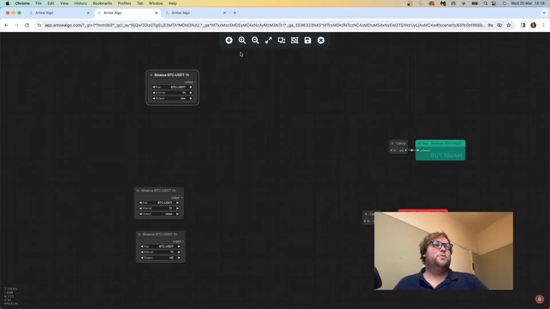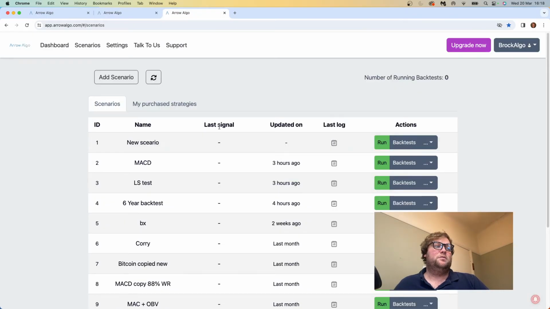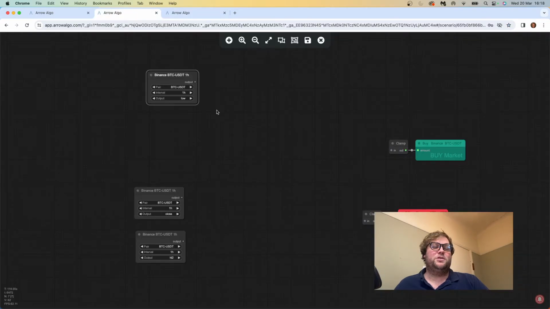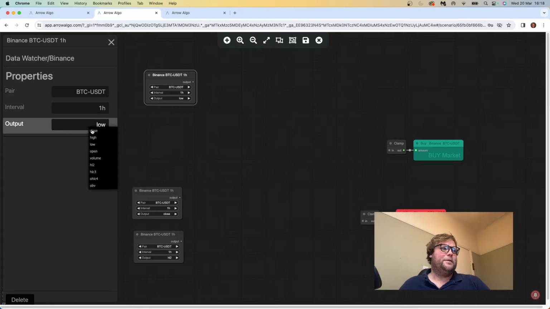And that was essentially the way that we started with this Brock Algo challenge strategy. We started with some very simple rules, and we added to it as we went, until we got to the stage that it's at now.